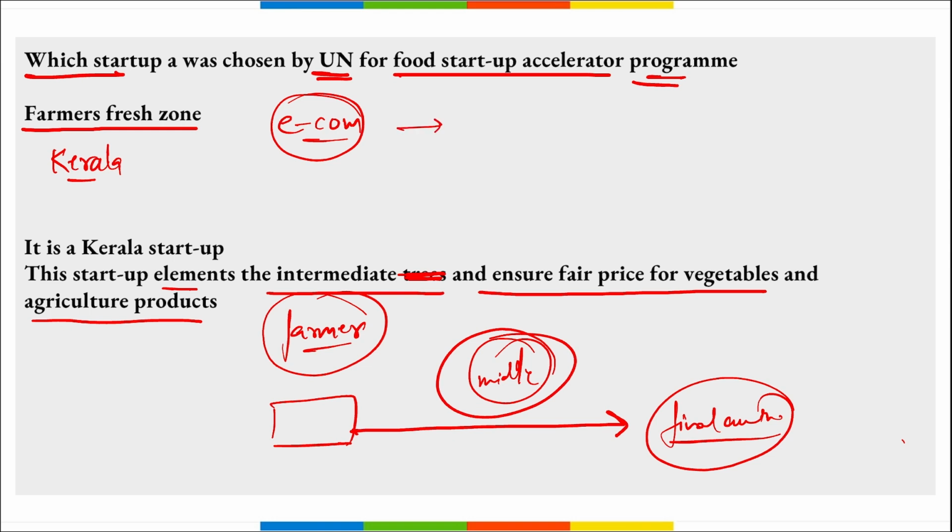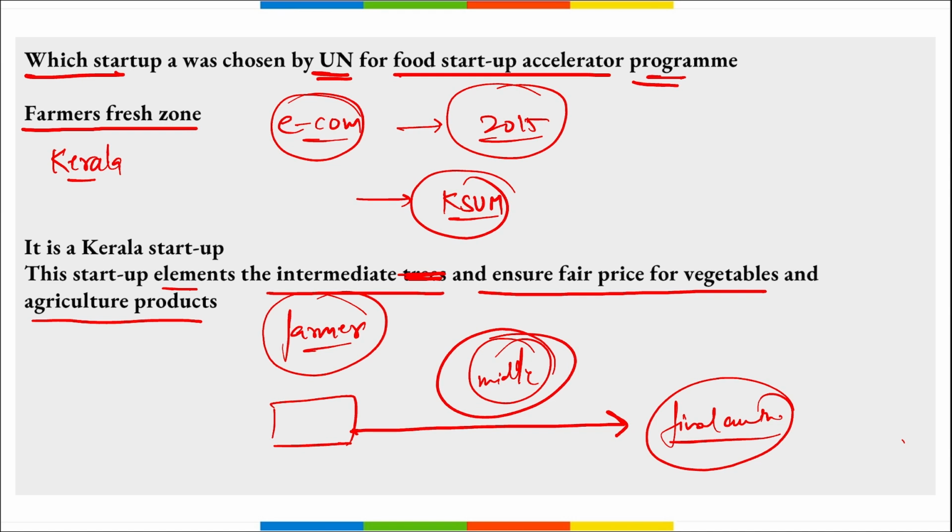This startup commenced its operations in 2015. It was launched under the KSUM, that is Kerala Startup Mission, and the aim here was to follow the United Nations Sustainable Development Goals. And KSUM is a nodal agency of the Kerala government that focuses on entrepreneurship.